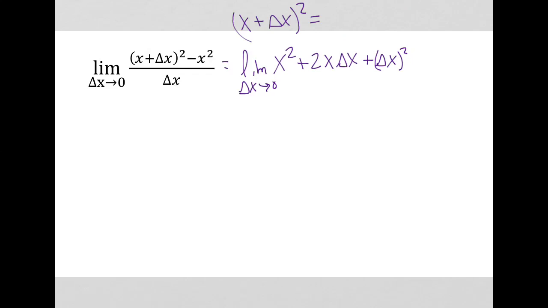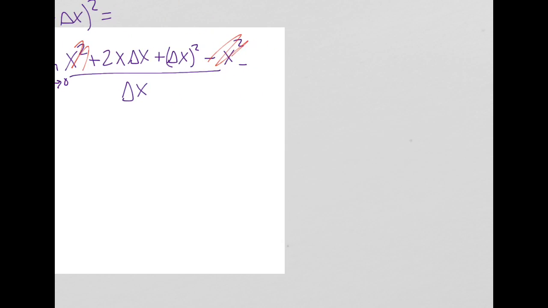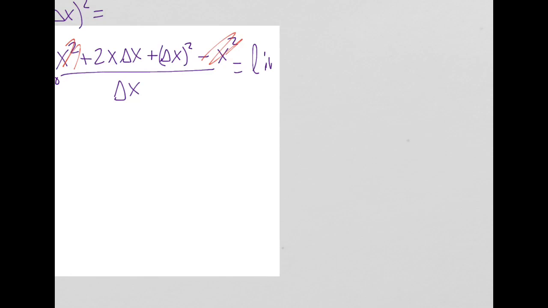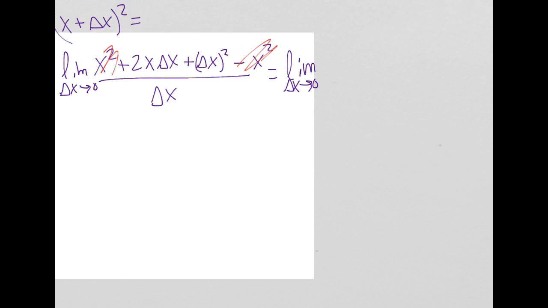That whole bit, and then we have a minus x squared from that right there, all of that over delta x. And again, let's look at what cancels. Well, I have a negative x squared and a positive x squared, and that is the only bit that cancels this time. So let's rewrite this as the limit as delta x approaches 0 of 2x delta x plus delta x quantity squared all over delta x.